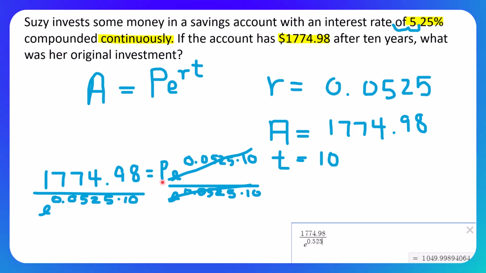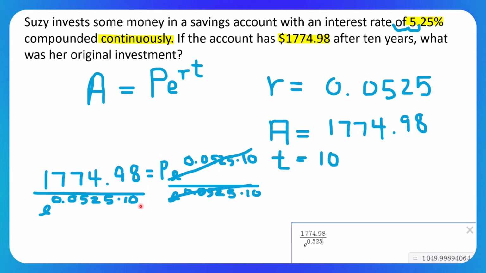All right, putting that into our formula, we get our total amount is $1,774.98. That's equal to P times E to the 0.0525 times 10. Multiplying the 0.0525 times 10 moves that decimal 1 place to the right. So if you want to, you can go ahead and move that over. I'm just going to divide both sides by E to the 0.0525 times 10, because I'm solving for P. So divide on both sides by that, and then you'll have P.